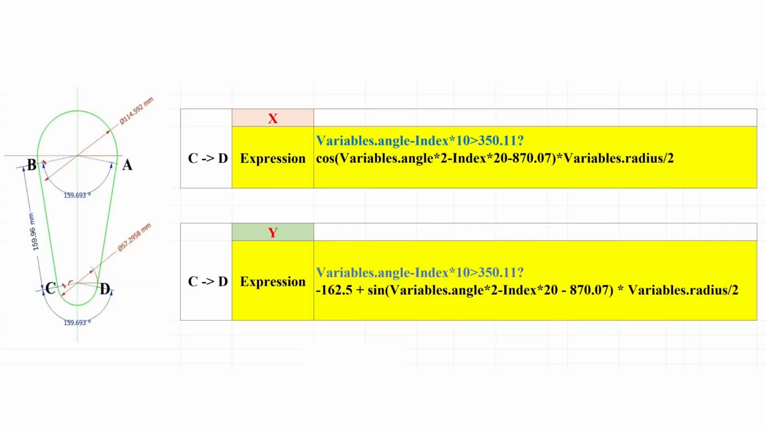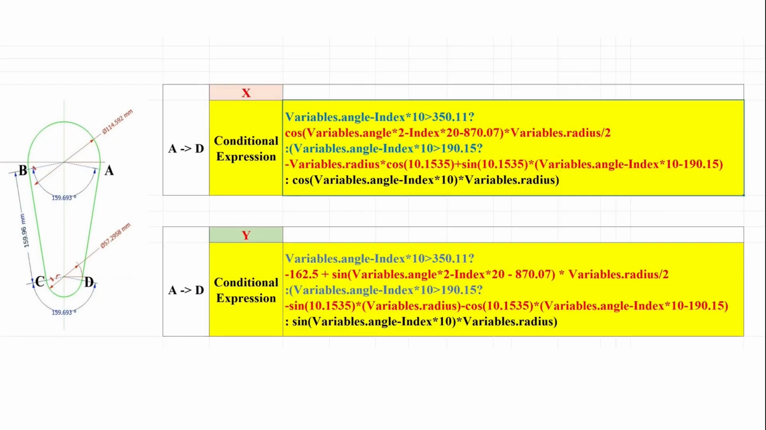Go back to the expression for section C to D. When the variable is greater than 350.11, these are the expressions for x and y positions. Combine with the conditional expression from A to C, I come up with the conditional expression from A to D using the format with subconditional expression.